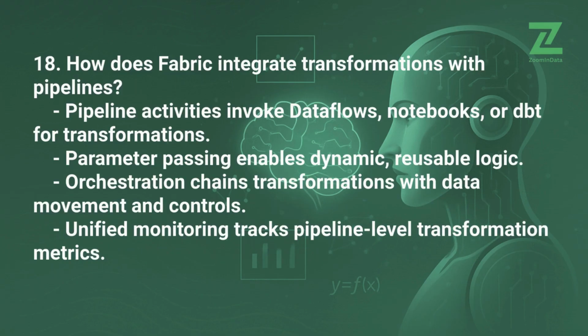18. How does Fabric integrate transformations with pipelines? Pipeline activities invoke data flows, notebooks, or DBT for transformations. Parameter parsing enables dynamic, reusable logic. Orchestration chains transformations with data movement and controls. Unified monitoring tracks pipeline-level transformation metrics.